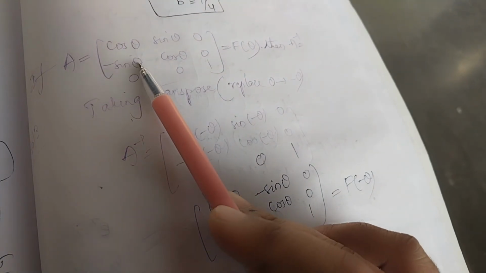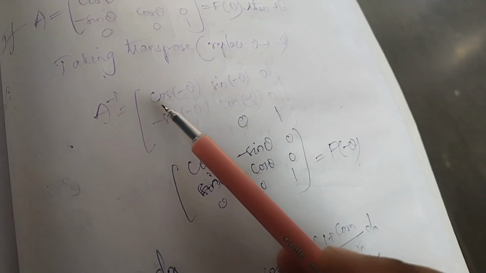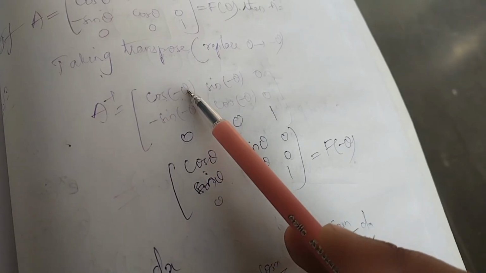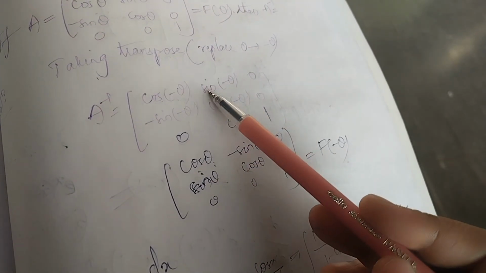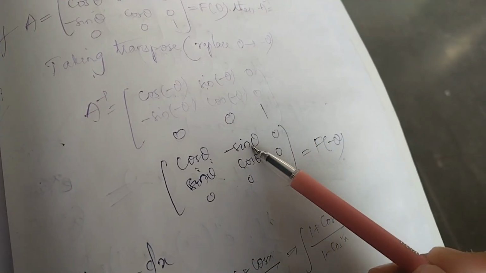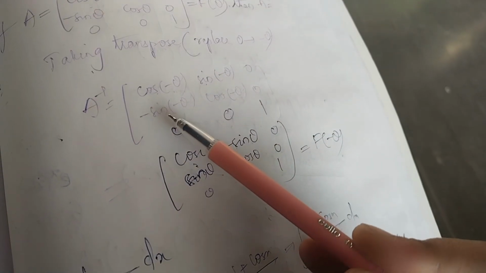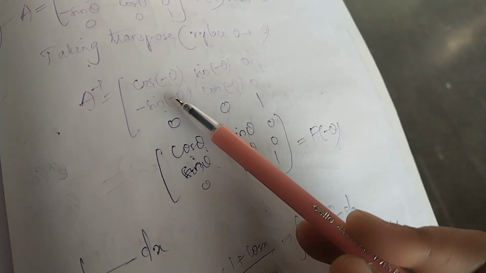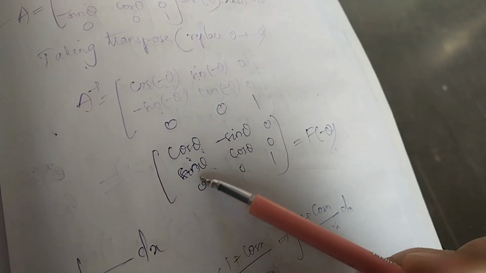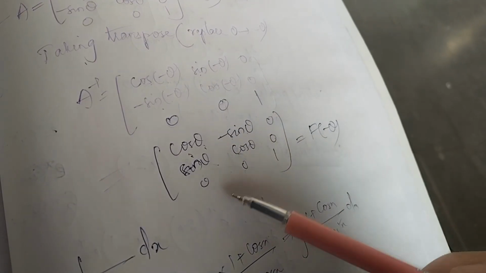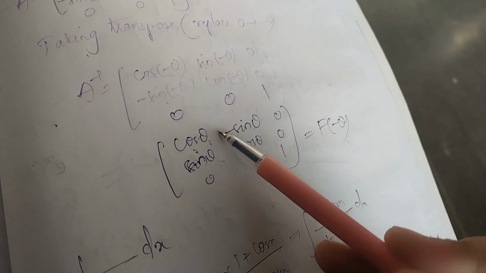So I am putting minus theta in place of theta. We know that cos is an even function, so cos of minus theta is equal to cos theta only, but sin is an odd function, so sin of minus theta is equal to minus sin theta. So here we have minus sin theta, and minus into minus gives plus sin theta. Cos of minus theta is cos theta, 0, 0, 0, 1. So look at here.